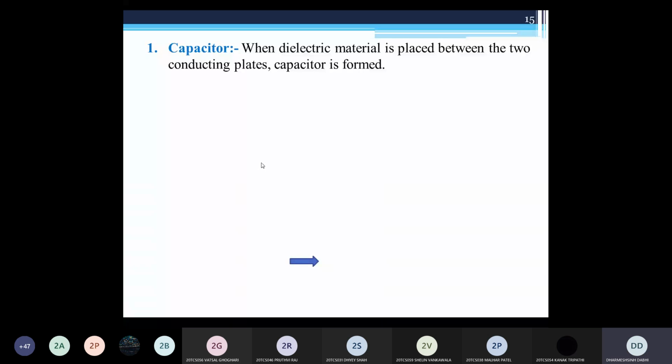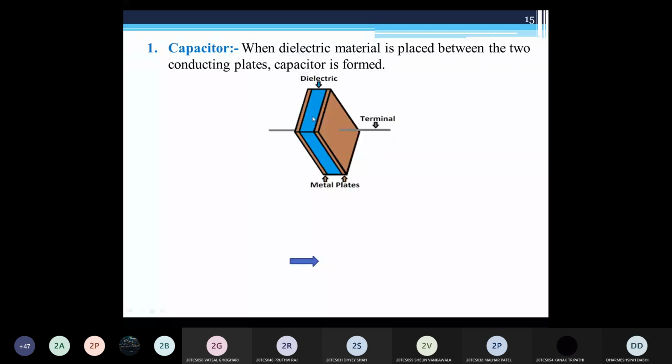Now, the next topic is the capacitor. So what is called a capacitor? All of you know that a capacitor is nothing but when any dielectric material or any insulating material is placed between two conducting plates, that forms a capacitor. You can see here in this figure, these two conducting plates, in between them we put the dielectric material. The dielectric material may be anything, it may be paper. That is called a capacitor.